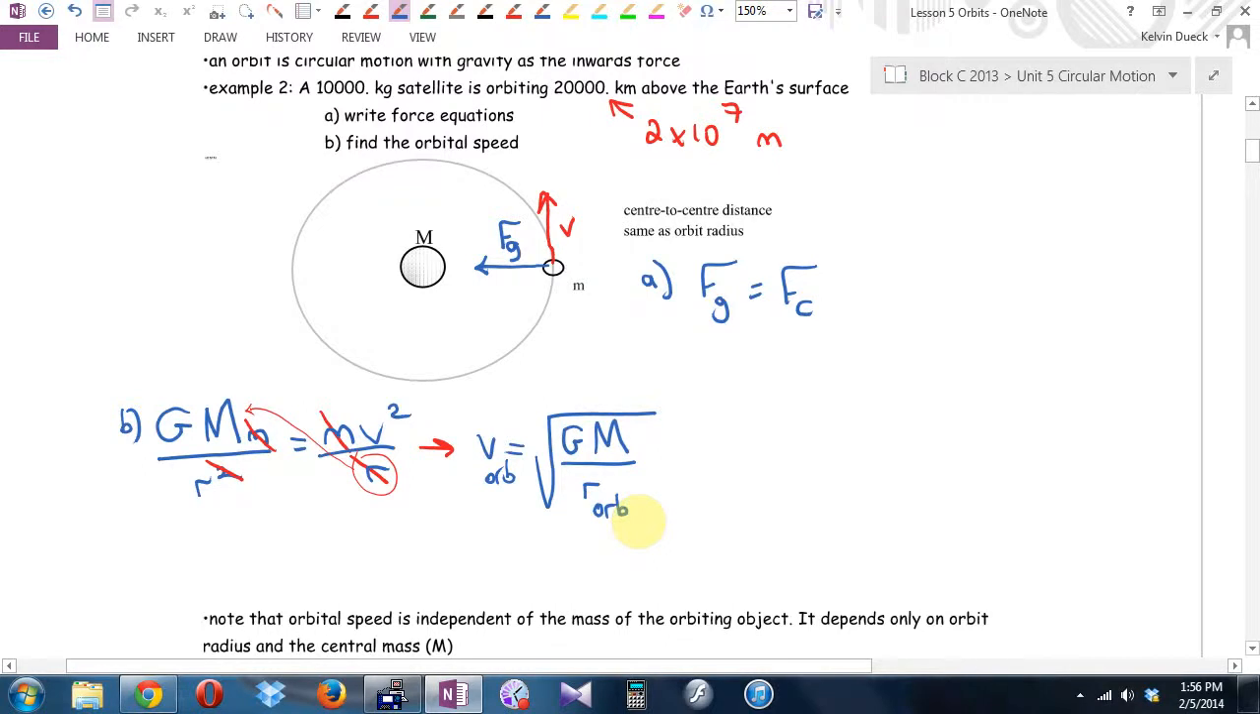Now we have to be a little bit careful, Alex, before we start to substitute in numbers, because of that word right there. This number right here is 2 times 10 to the 7th, but that is not the orbital radius. The orbital radius is that. How can I find the orbital radius?